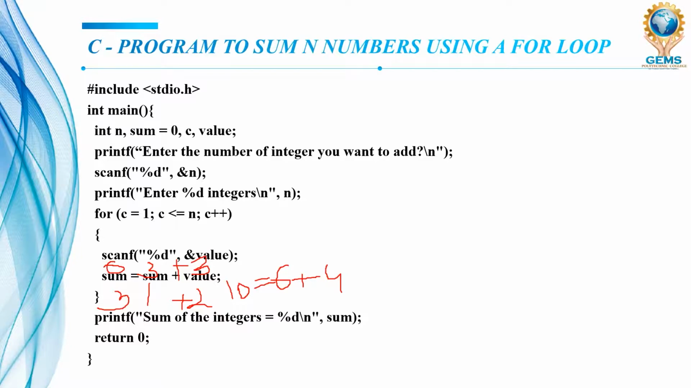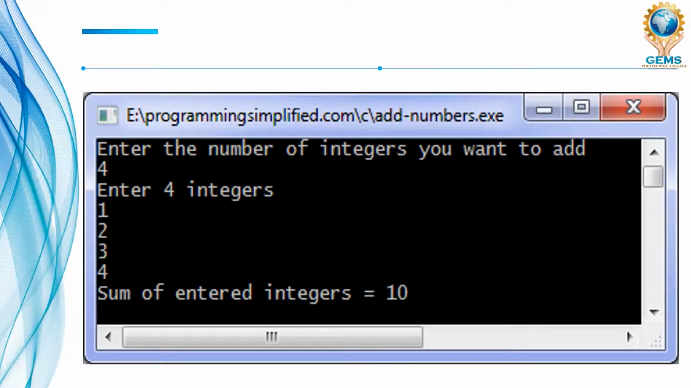So this is our source code for performing summation of n numbers using for loop. Dear students, I hope it is clear for you. So this is the output screen. Same screen I have taken for your reference. So enter the number of integers you want to add. So they have entered 4. Now enter 4 integers. So what are the 4 integers? They are 1, 2, 3, 4. So 4 integers they entered here and the sum of the integers is 10. So this way our program will work. So this is all about our first program in C programming language.